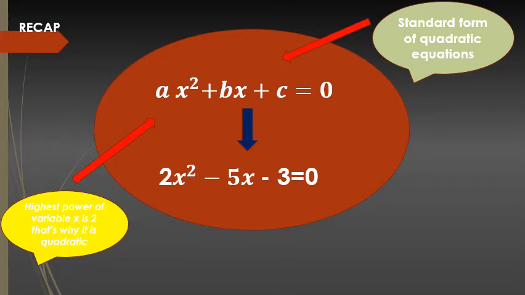As revision is a must for enhancing our knowledge, here we are again recapitulating the concept of quadratic equations. Any equation which is written in the form of ax square plus bx plus c equals to 0 is called a quadratic equation. It is the standard form of quadratic equations. Why is a given equation quadratic? Because when the highest degree of the variable is 2, then such an equation is called a quadratic equation.